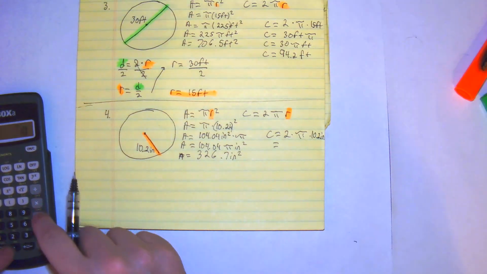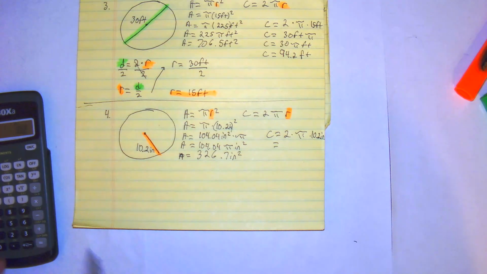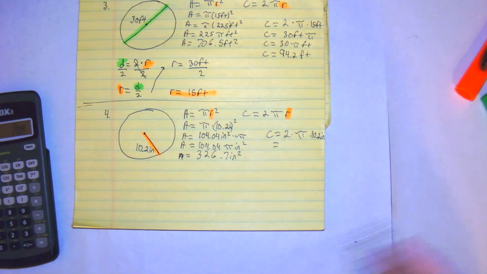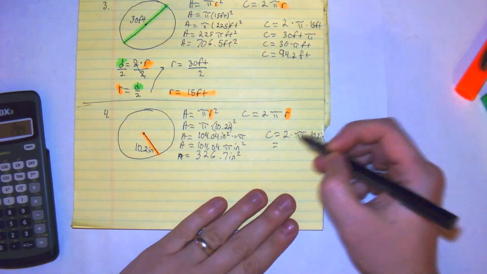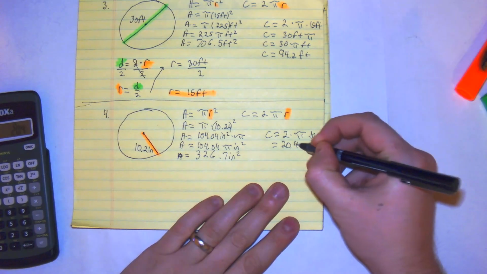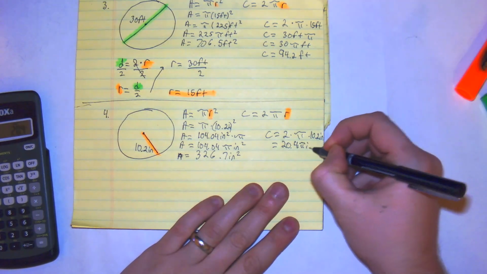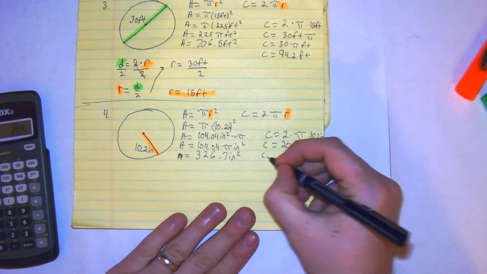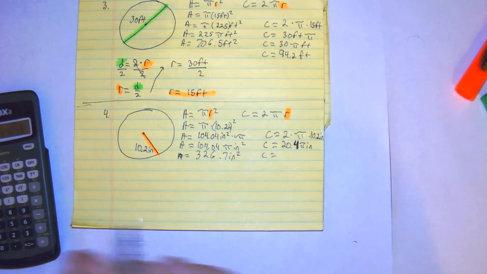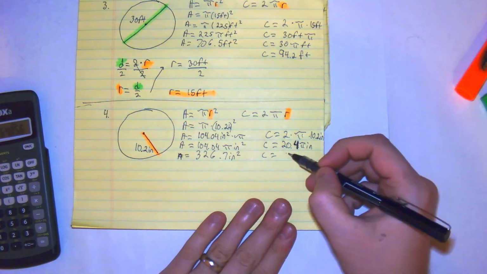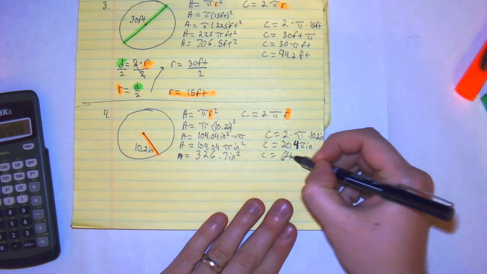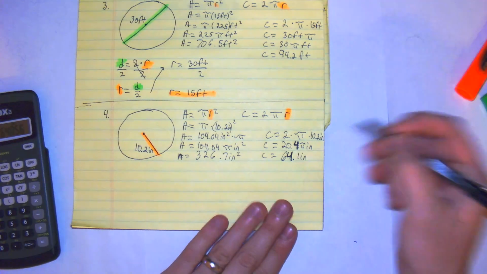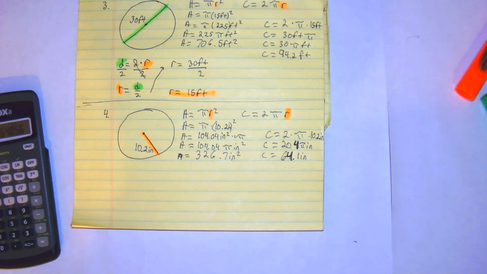Alright, for circumference we have C is equal to 2 times pi times 10.2 inches. 2 times 10.2, yeah, 20.4. So we have 20.4 pi inches. That would be our exact answer. And if you want an estimate answer, you just multiply that by 3.14, and you would get, to the nearest tenth, 64.1 inches. And that's how you would do 2 through 4.